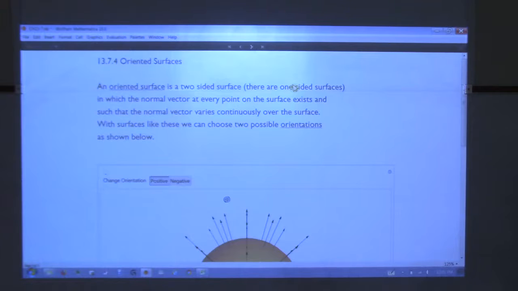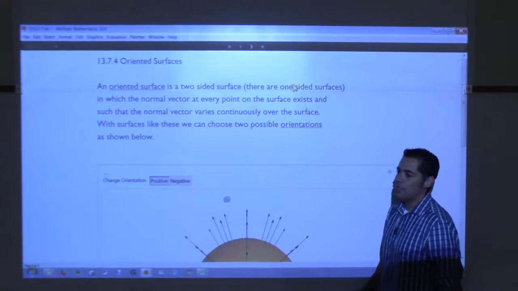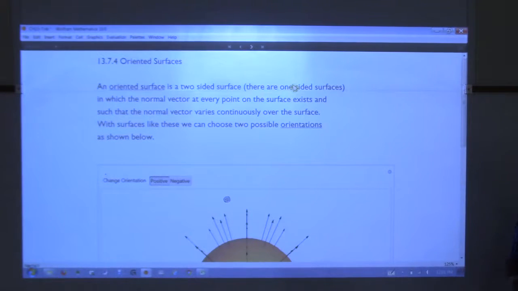All right, we are now going to move away from surface integrals, and we're going to finally get to a topic called flux. But to get to flux, we have to build up some stuff first. So the first idea here is what's called an oriented surface. An oriented surface is a two-sided surface, and I put here there are such things as one-sided surfaces.